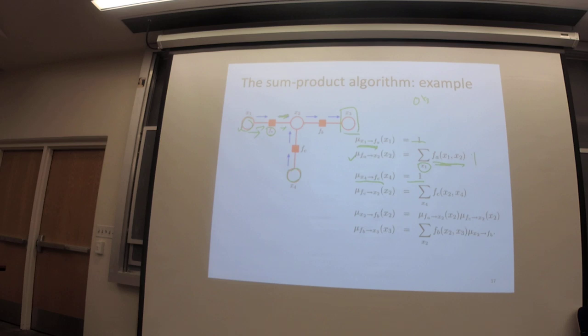Similarly, because we have just sent a message from x4 to fC, you can calculate the message from fC to x2. Again, apply the rules: the message is the sum of the product of fC with the message from x4 to fC, which is 1. You sum here, and you end up with your message from fC to x2. So the messages have arrived at x2. Now, with these two incoming messages, we can compute the message from x2 to fB. According to the rule, it will be the product of the incoming messages. This time it's not 1; it's something non-trivial.